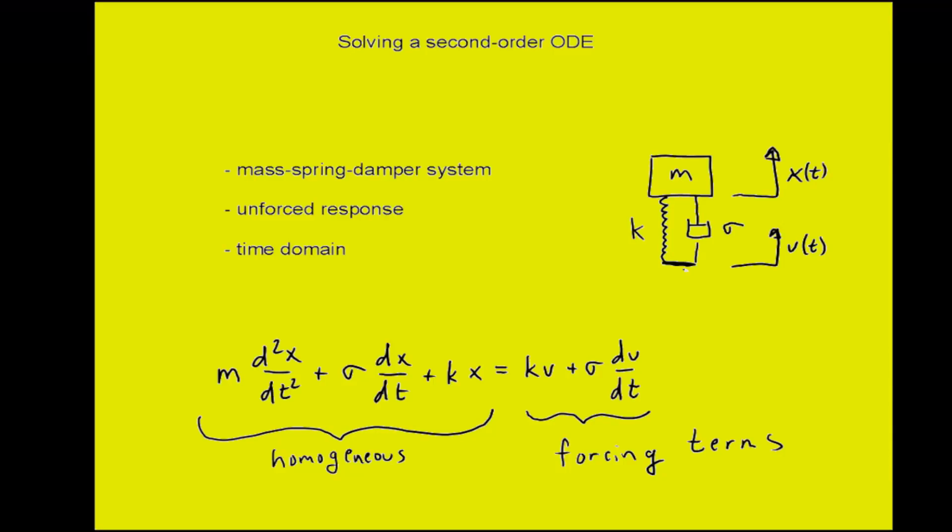Now we developed the differential equation, which has this form: m times the second derivative of x with respect to t plus sigma times dx dt plus kx is equal to the forcing terms, which are k times u plus sigma times du dt. In this particular video, we are going to deal with the corresponding homogeneous problem, which is where we set the forcing terms on the right equal to 0.